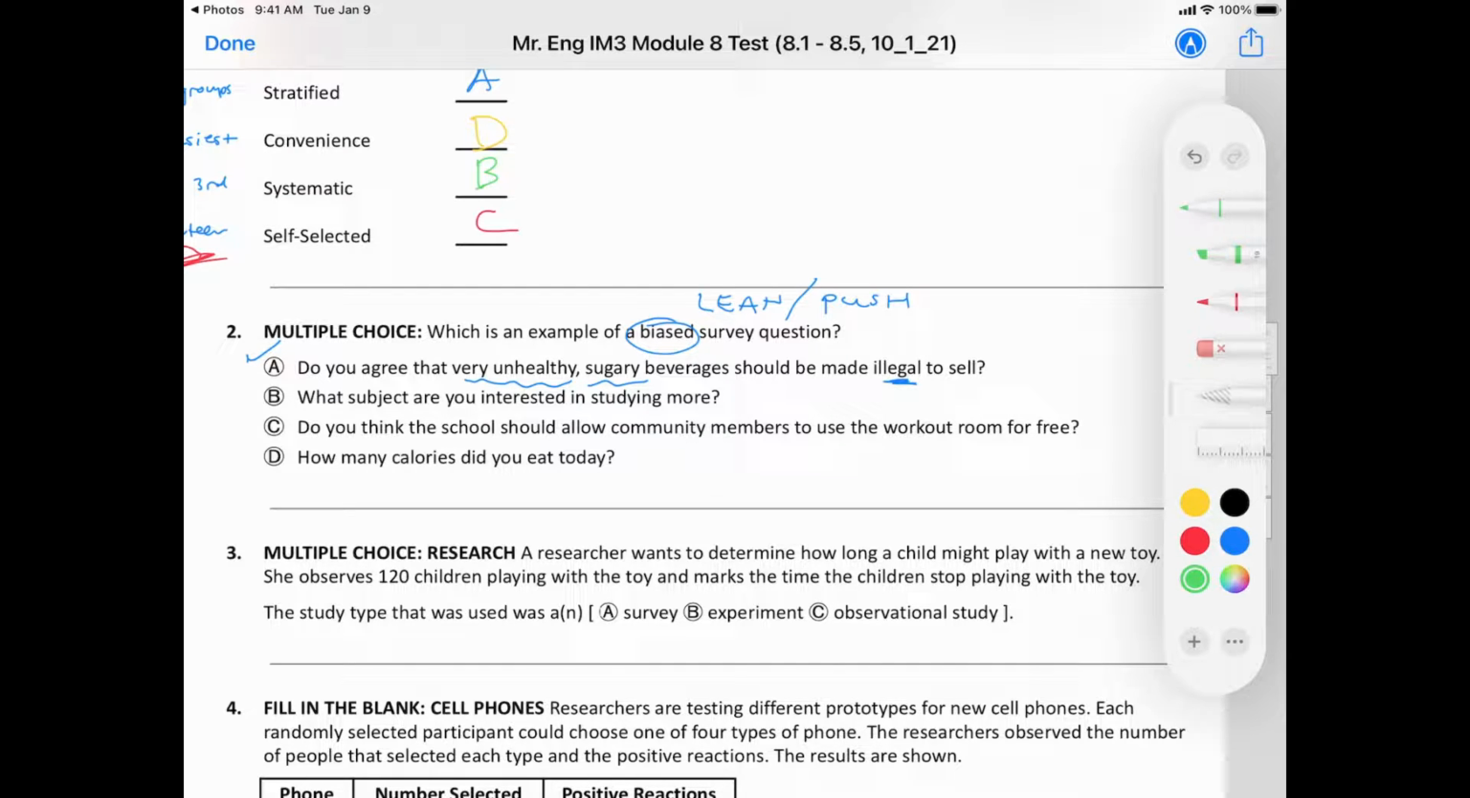Let's talk about B. What subject are you interested in studying more? That seems very unbiased. It just seems more like a yes or no. In our case, that would be unbiased. Do you think the school should allow community members to use the workout room for free? I think that's unbiased, it's just a fact question. Facts, right? And same thing, how many calories did you eat today? It's just facts. So A is your correct answer. Make that darker.